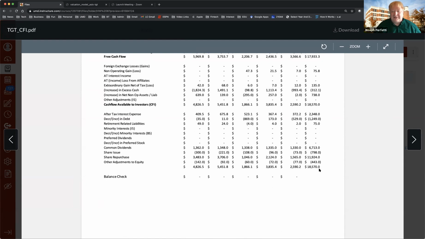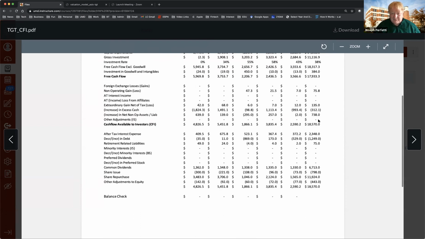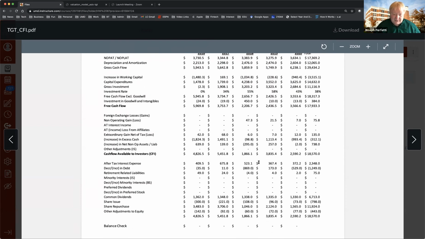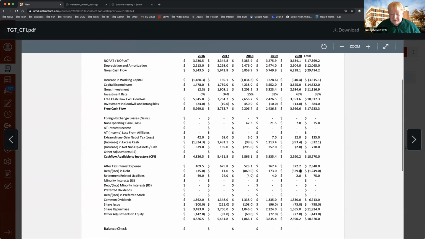How did they distribute this 18,570? Well, they paid 2.3 billion to interest to the bondholders and the banks. They borrowed an additional $1.2 billion worth of debt, primarily in 2018, 870 million. It's probably related to the Shipt acquisition, and 529 more million in 2020. They clearly didn't truly over the 5 years need to borrow that given their CFI was 18,570.